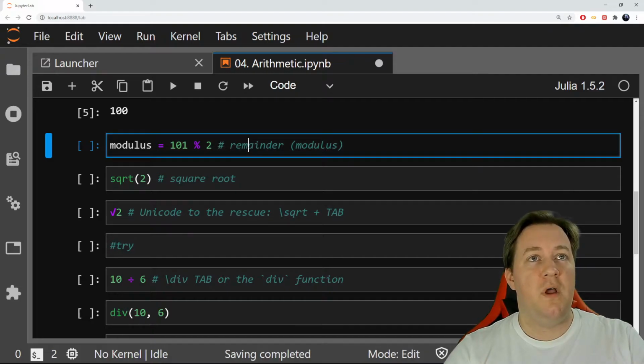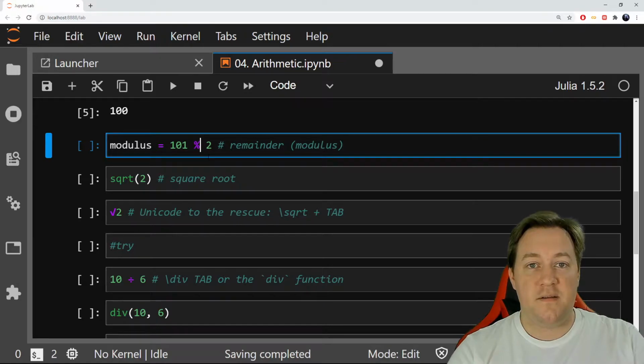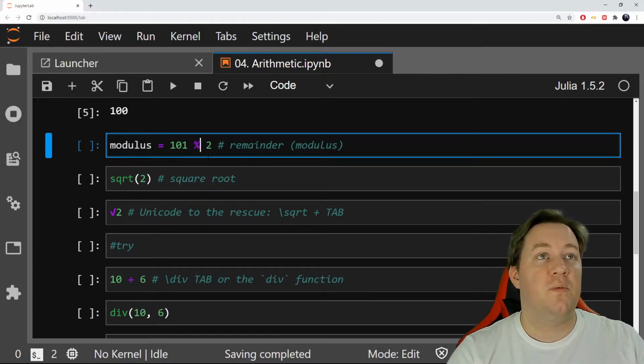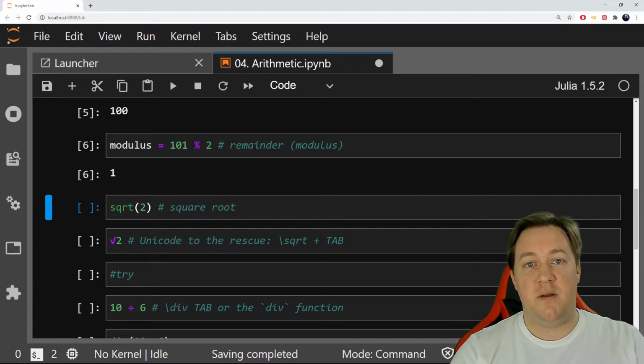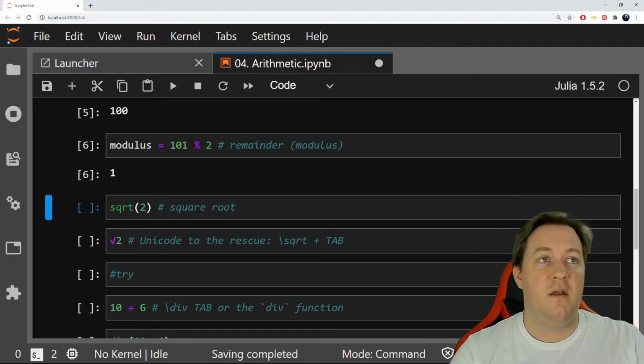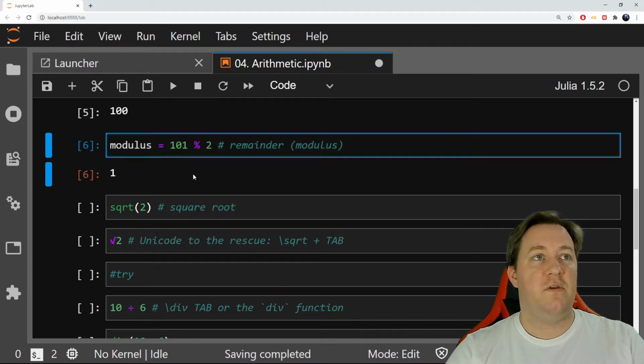Modulus, modulo. It's a percentage sign, so it's the remainder of the division of 101 by 2. So it's 1, because 100 can be divided by 2, it's 50. If it's 101, 1 is remaining. That's what modulus is giving us.